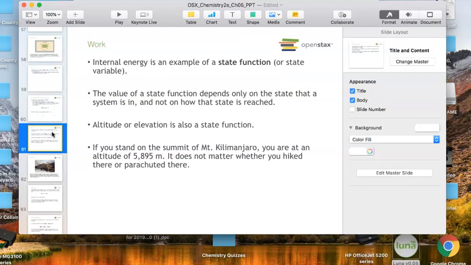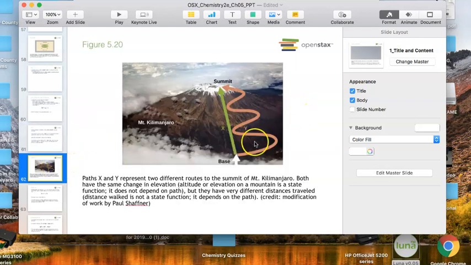All right, so work is a state function, or state variable, and that means that a state function depends only on the state the system is in and not how the state was reached. So, for example, if you are hiking to the summit of Mount Kilimanjaro, a state function means that you're just looking at the initial and the final state. It doesn't matter how you got there. The mechanism doesn't matter at all. You're just looking at the before and after, just like temperature.